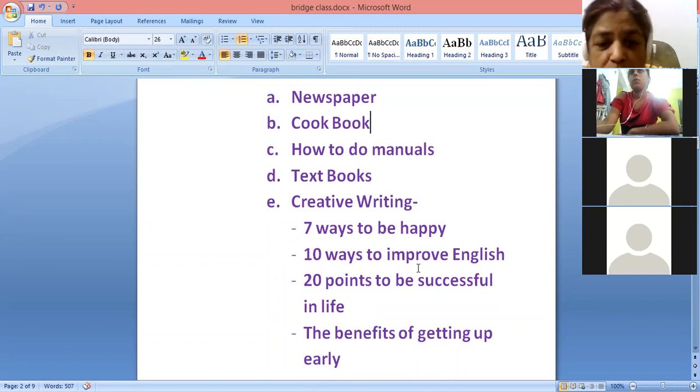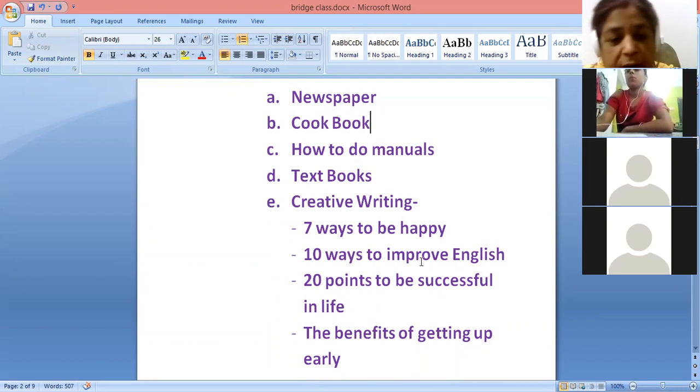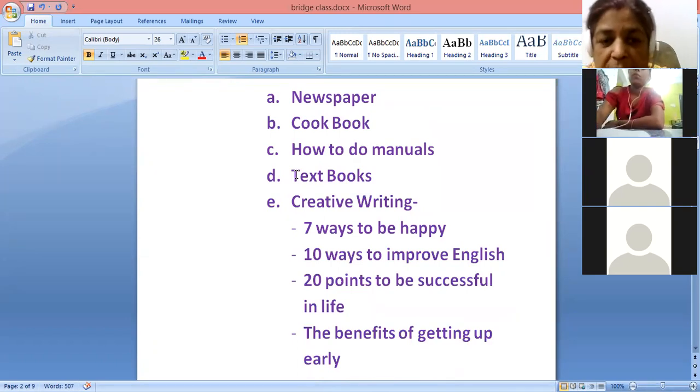And then there's another creative style of writing, like how to be happy, how to fight depression, what are the 10 ways to improve English, what are the 20 points to... You can choose a 5-point program, 3-point program, right? The number is entirely yours. It is entirely up to you. 7 को आप 3 कर सकते हैं, 10 को आप 15 कर सकते हैं, 20 को आप 30 बना सकते हैं.